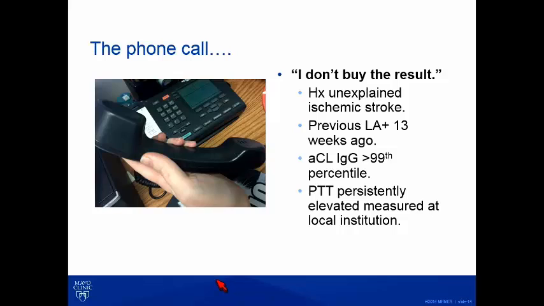This patient has a history of unexplained ischemic stroke, 35 years old, and actually this is a confirmatory lupus anticoagulant testing because she was lupus anticoagulant positive 13 weeks ago. Further to that, her anticardiolipin titer was greater than the 99th percentile, and in fact at her home institution, her PTT was persistently elevated, even the day before this lupus anticoagulant testing was sent. What gives?